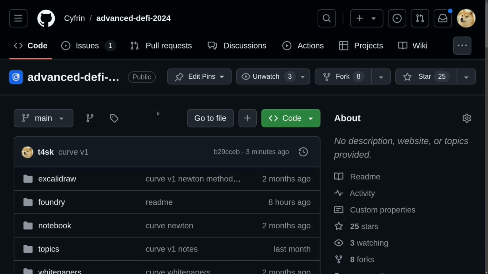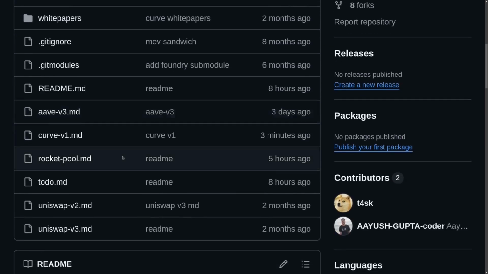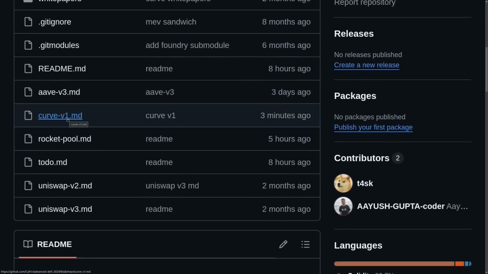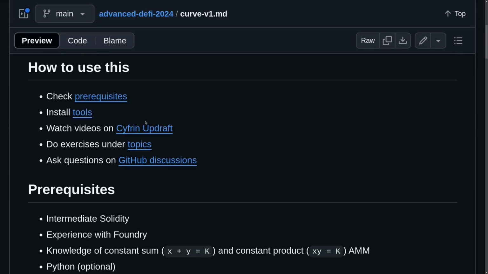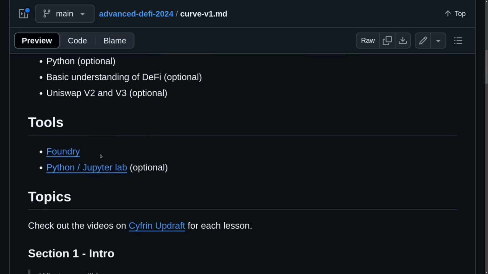The GitHub repo that we'll be using in this course is called Advanced DeFi 2024. For the course for Curve V1, scroll down and look for a markdown file called curvev1.md. Click on this. This will take you to a markdown file that shows all of the links that you'll need in this course. Inside this file, it lists the prerequisites, which we already have discussed, and it also lists the tools that you'll need. The tools that you'll need is Foundry, and optionally, if you want to follow along with the optional Python examples, install Python and also Jupyter Lab.